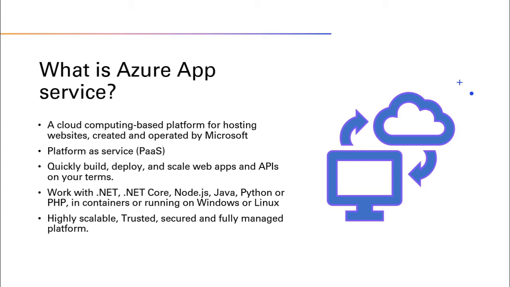It also supports containers running on Windows or Linux, so you can use App Service for both Windows and Linux. Another advantage is that it is a highly scalable, trusted, secure, and fully managed platform. At any point of time you want, you can scale up or scale down. You have a 99.99% uptime guarantee. So those are some features, and you can say these are some definitions of Azure App Service. This is a cloud computing based platform.